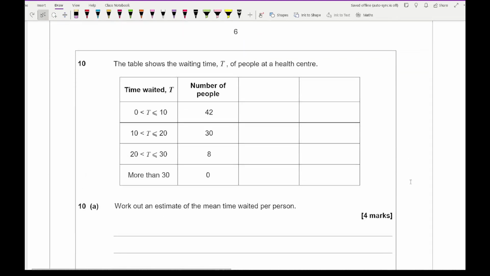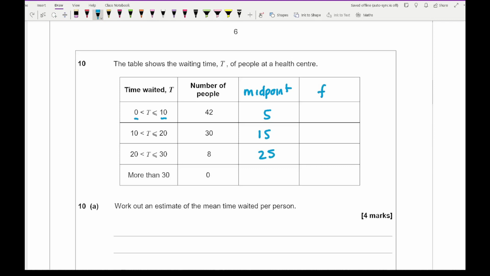Moving on to question 10, it says that the table shows the waiting time T of people at a health centre, and the question is asking us to work out the estimated mean time waited per person. Now we don't know the units, but that has no significance. So to work out the mean from grouped data, we need to first of all work out the midpoint of the groups. To work out the midpoint, I just take the upper bound and the lower bound and find the middle. So that's going to be 5, 15 and 25.